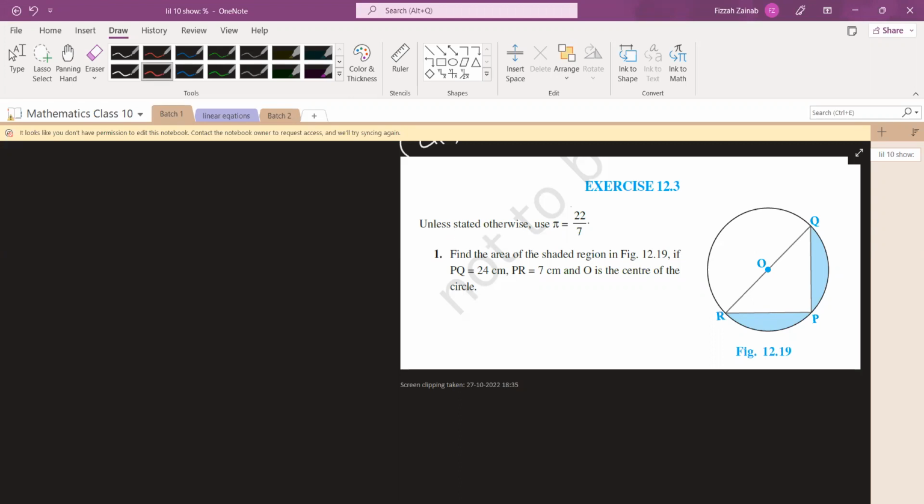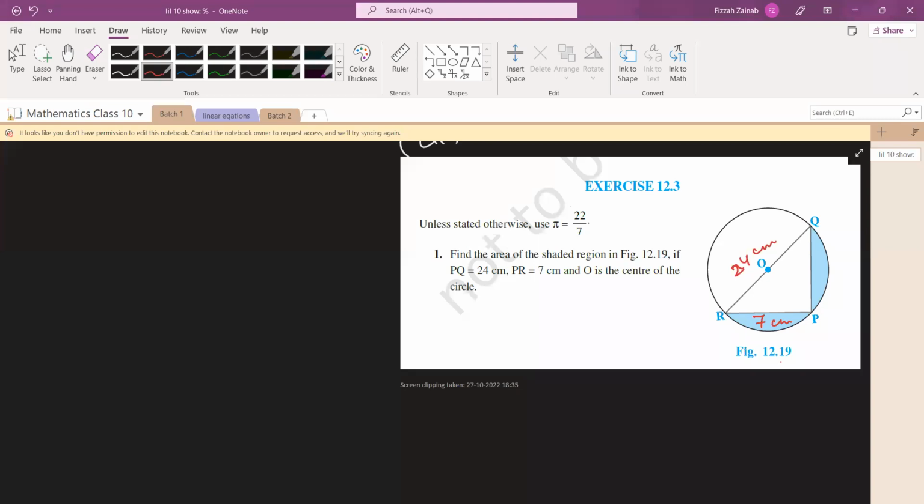Okay, find the area of the shaded region in figure if PQ is equal to 24. Now, what is PQ? That means the diameter is given, right? So this diameter is 24 centimeter. PR, this side is 7 centimeter, and O is the center of the circle, right? So you have to find the area of the shaded region. How can we find it?